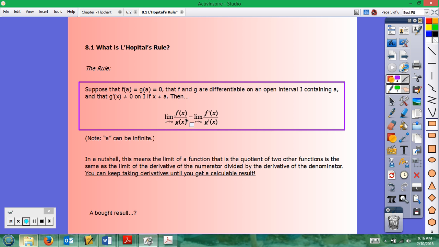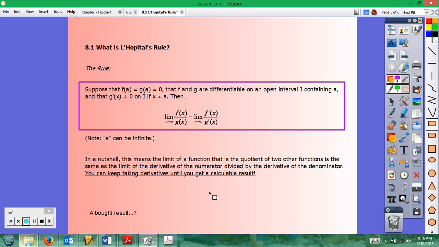So here is the basics of L'Hopital's rule. If you're taking the limit as x approaches a number of a quotient of functions, and if it is 0 over 0, that's what that's saying there, then you can take the derivative of the top and the bottom, evaluate that limit, and what you'll get is the same result. So, in a nutshell, the limit of the quotient of two functions is the same as the limit of the derivative of the numerator divided by the derivative of the denominator. You might have to read that a time or two to let that sink in.